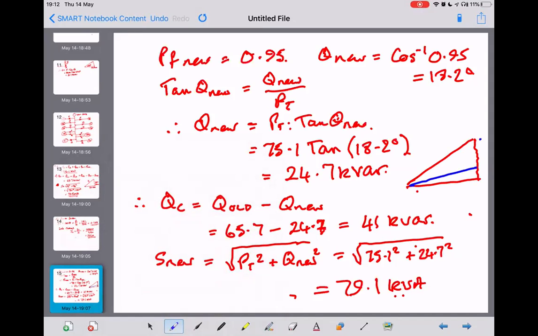And so this bit here being supplied by the capacitor is the difference between the old Q and the new Q. Yep. All right.